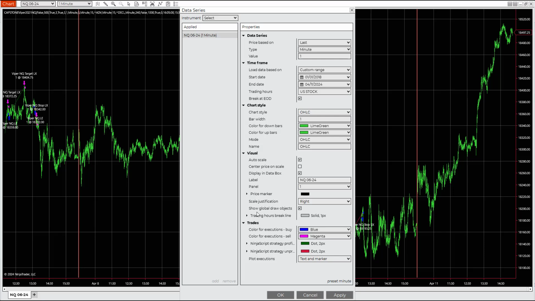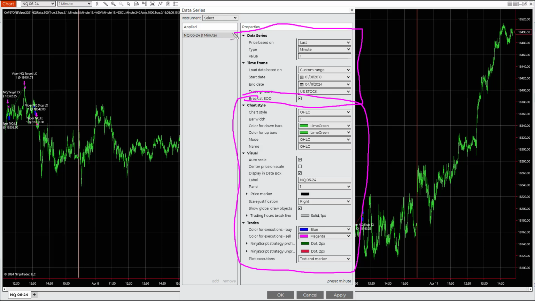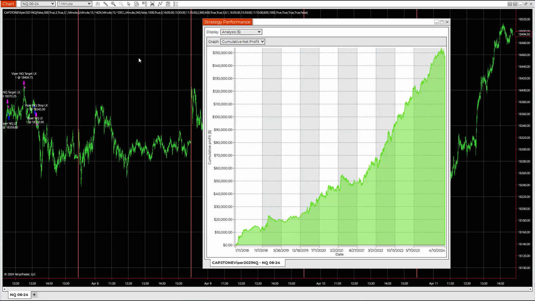All the chart styles, visuals, and trades, those can be customized to your preference. These settings right here do not affect the actual logic, but these strategies, this part of the settings does. Especially this one, the data series is 1 minute and it has to be on US stock. The time frame you test it on can be different if you don't want to go back that far, but that is the data settings, and this is the release of Viper E-mini Nasdaq from NinjaTrader.